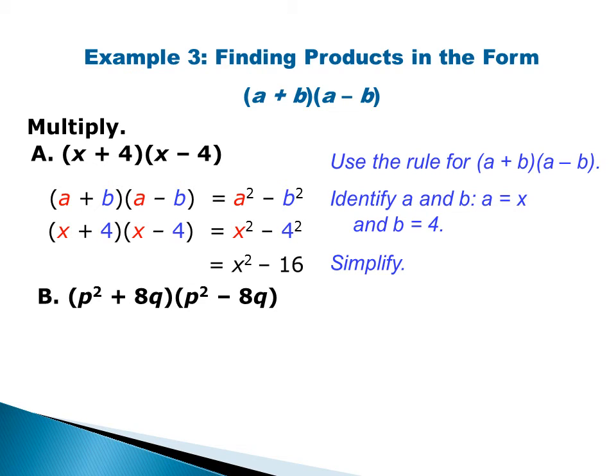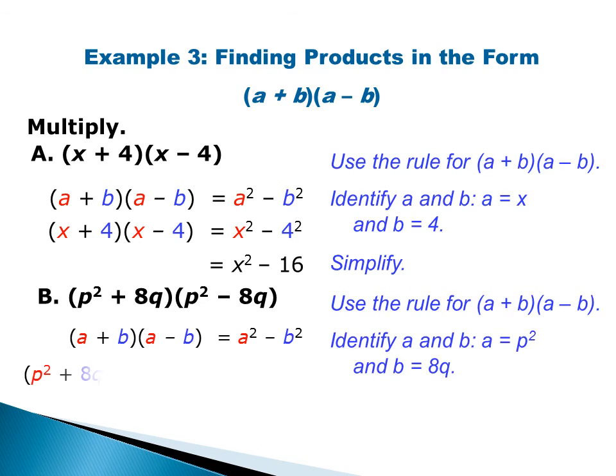Now, let's try the other one. Here's p squared plus 8q. No, p squared minus 8q. So what are we going to get? We are going to square p squared, which is p to the fourth, plus becomes a minus. Then 8q, we are going to square it. It becomes 64q squared. Are you seeing the trend now? That's the difference of two squares. Okay, here's the answer, like I just told you.